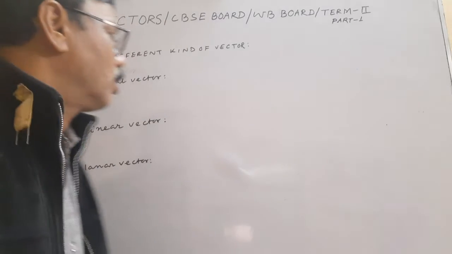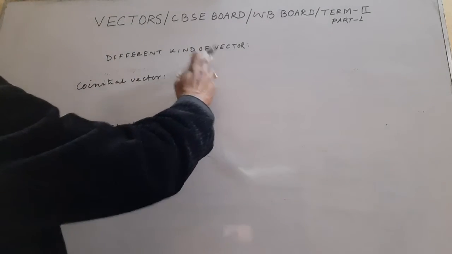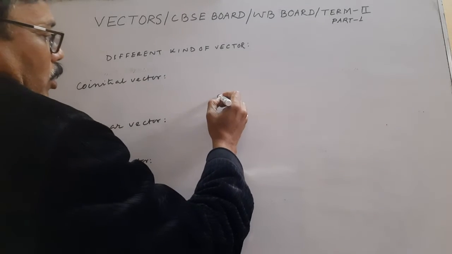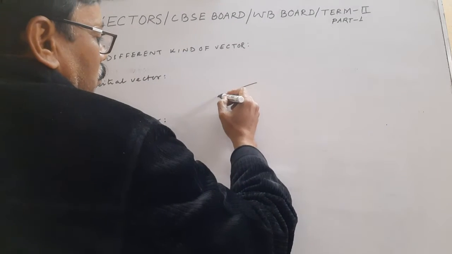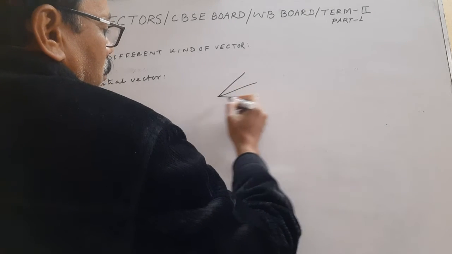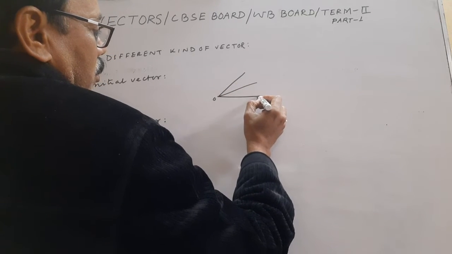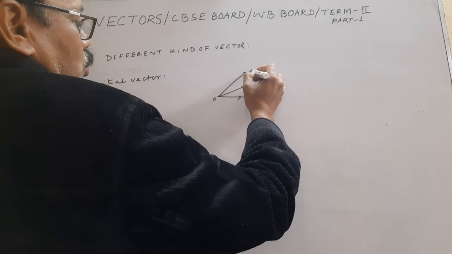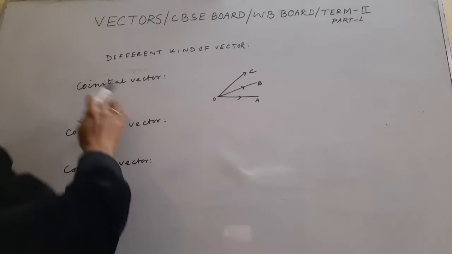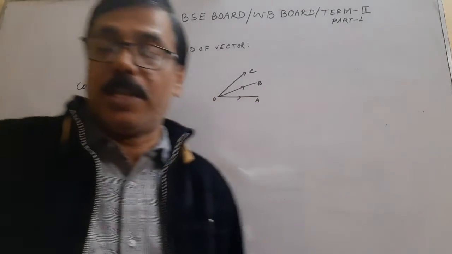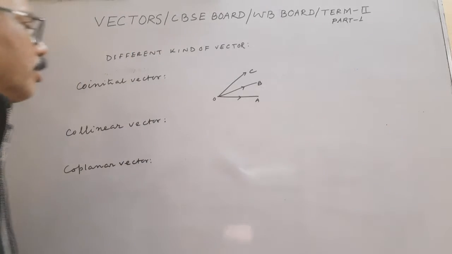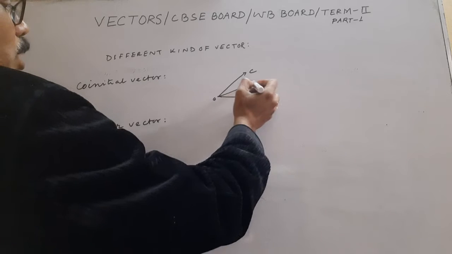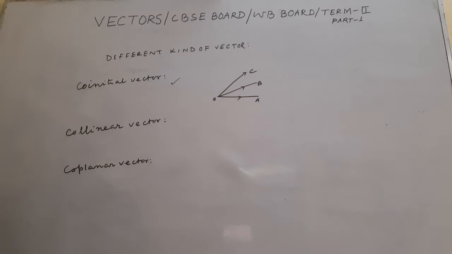Now, some more vectors: co-initial vectors. Vectors having the same initial point. Two or more vectors are said to be co-initial if they have the same initial point. So what is the initial point? O. Same initial point. So OA, OB, OC are co-initial vectors.